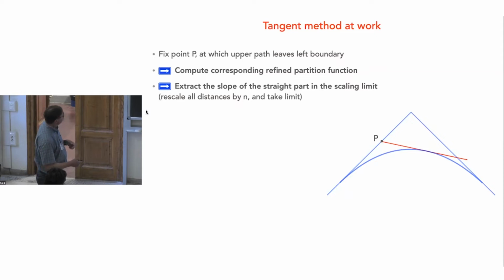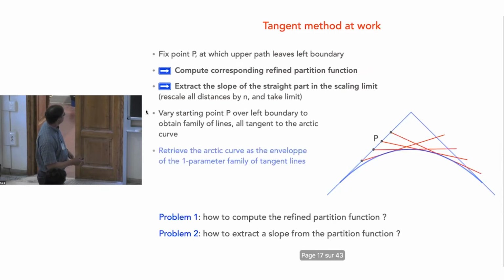And then if you can achieve that, and at this stage it's not completely clear that you can do it from this information alone, but if you can do that, then the trick is to vary the point P so that you get a family of tangent straight lines to the Arctic curve that you can retrieve as the envelope of this family. And so here, the program seems to be clear, but we are facing two obvious problems. First of all, how do you compute the refined partition function? So you fix the exit point of the upper path, and then from that information, how do you extract the slope?